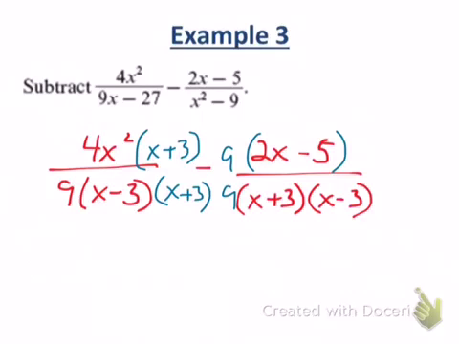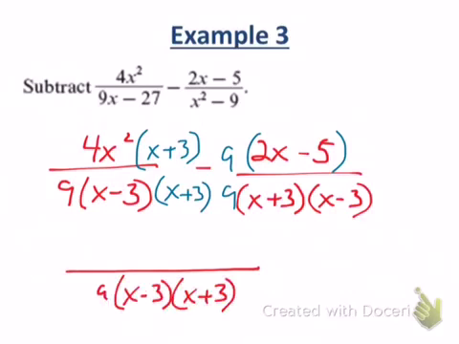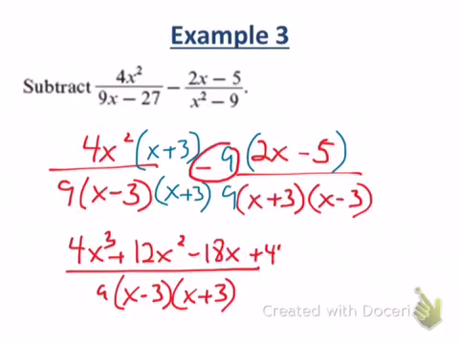All right, so now my denominator is the same. My denominator is 9 times x minus 3, x plus 3. And that's going to give me 4x squared plus 12x. That's 4x cubed, right? Not squared. Plus 12x squared. Sorry. And then I'm distributing negative 9. Negative 9 here times 2x minus 5 is negative 18x plus 45.